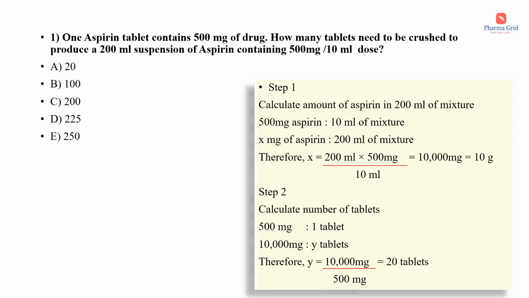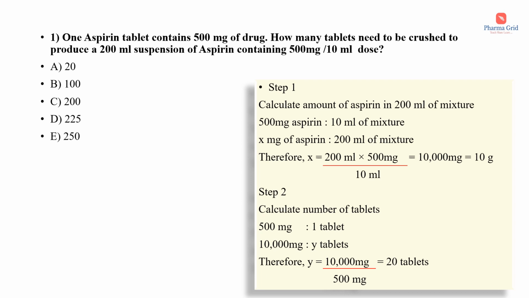Okay, so first of all we need to calculate the amount of aspirin in 200 ml mixture. In the question they have given that we need to prepare 500 milligram per 10 ml dose. So 500 milligram of aspirin is present in 10 ml dose. We need to find out the amount of aspirin present in 200 ml. So let the amount of aspirin present in 200 ml be x milligram.